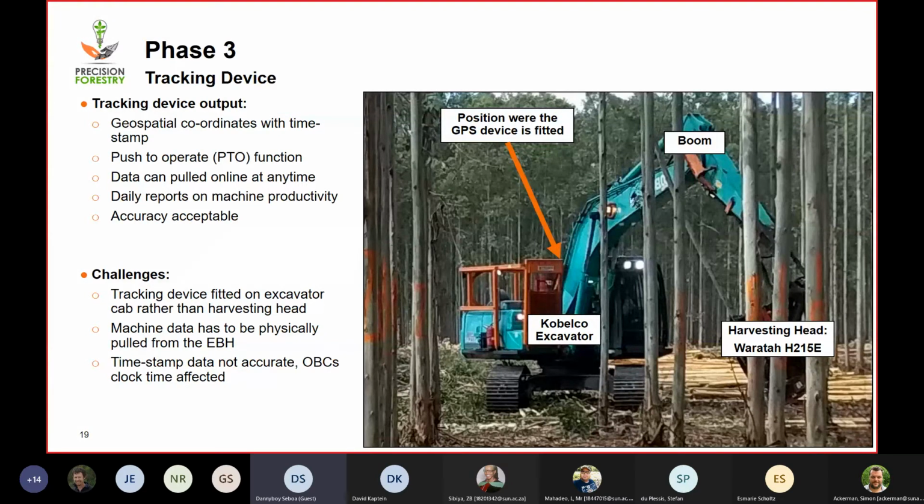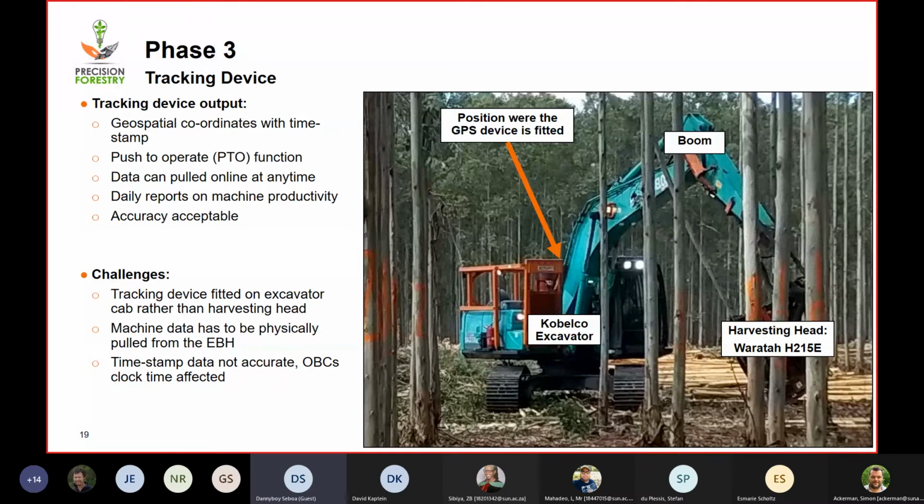So what do we get from the tracking device? We're currently receiving geospatial coordinates with timestamps. We also have a PTO function, which is mainly a push to operate function, and the data can also be pulled online at any time. We get daily reports on machine productivity, and based on the knowledge from our GIS team, the GPS device's accuracy is acceptable. However, we are experiencing a number of challenges.